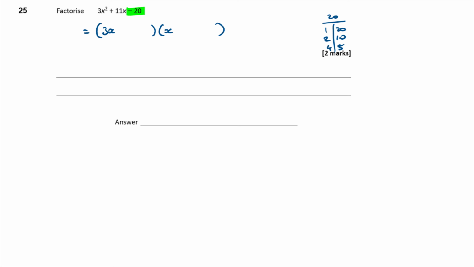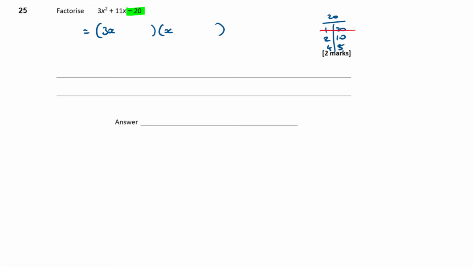Let's try the 20 and the 1 there. 3 times 1 is 3, 20 times 1 is 20, 20 take away 3 is not 11, so it's not that way around either. So we've exhausted our possibilities there. Let's try the next combination, 2 and 10.